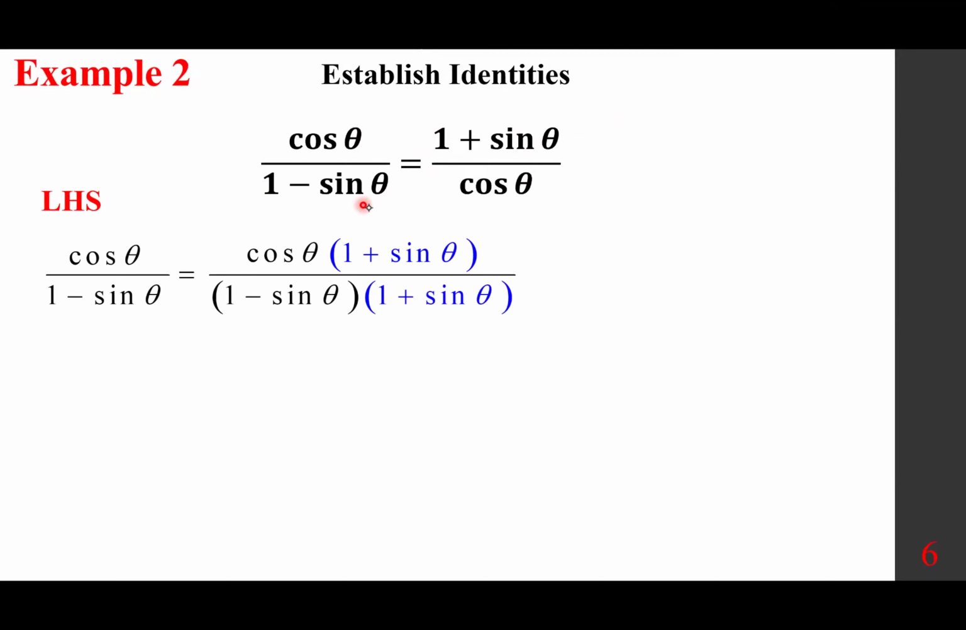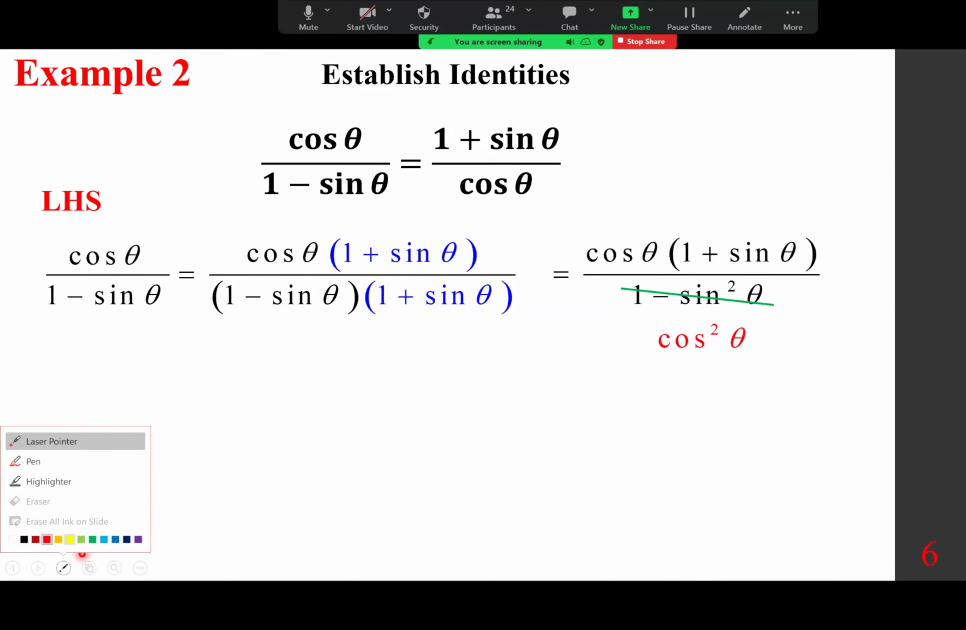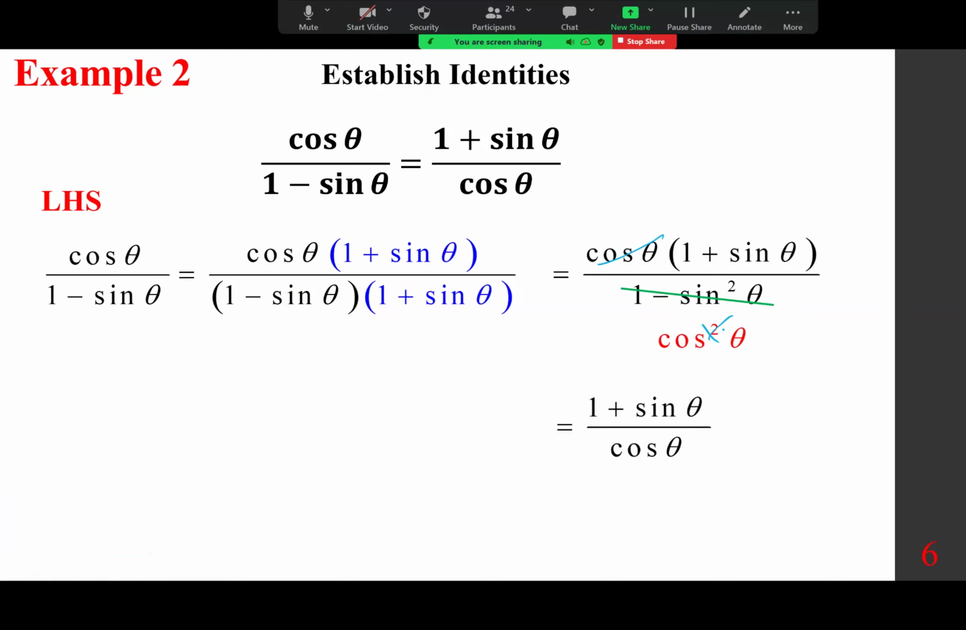So what happens? We keep the numerator, the denominator becomes 1 minus sine squared. And we are using, in essence, the technique we learned from the previous page. And we know 1 minus sine squared can be replaced by cosine squared. And we can get rid of the cosine from the top, exponent from the bottom, and that is the right-hand side.